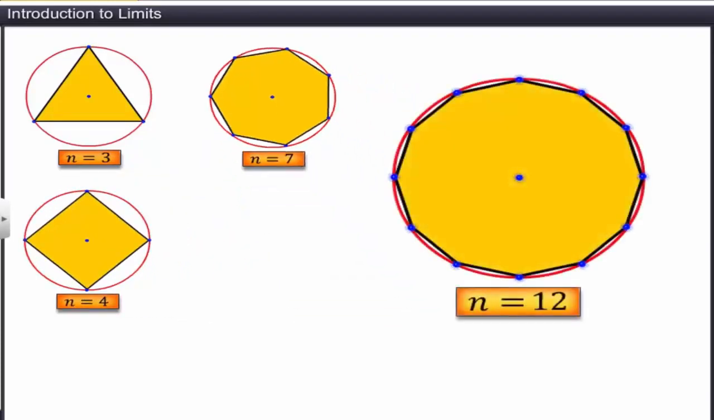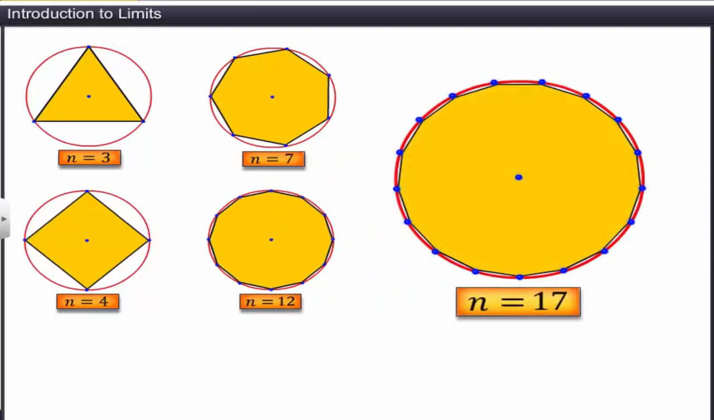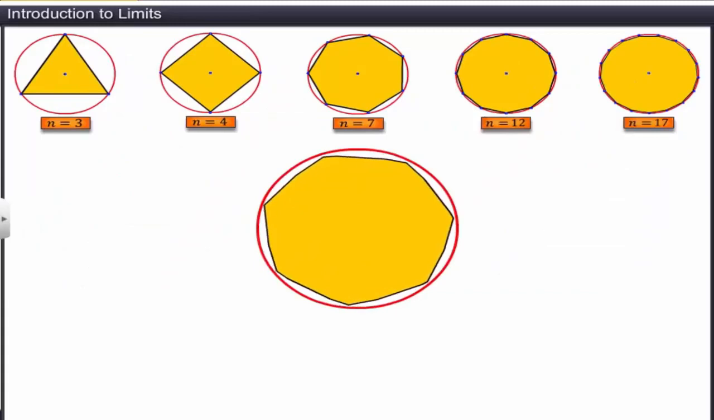We increase the number of sides to 12. Still, we can see the distinction between the polygon and the circle. Now, we increase the number of sides of the polygon to 17. We can observe that the area of the polygon is almost equal to the circle, but not actually equal. As we keep on increasing the number of sides of the polygon, the area almost becomes equal to the area of the circle. This idea can be summarized.